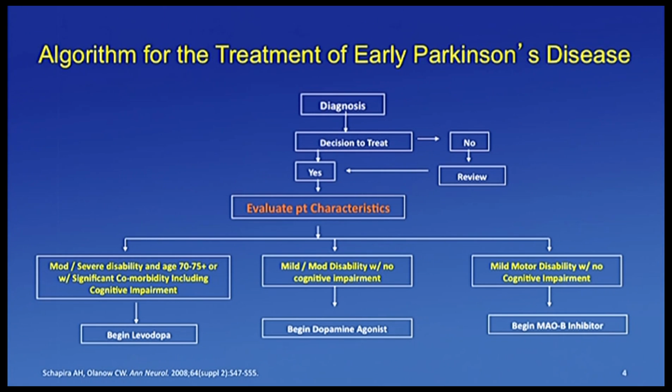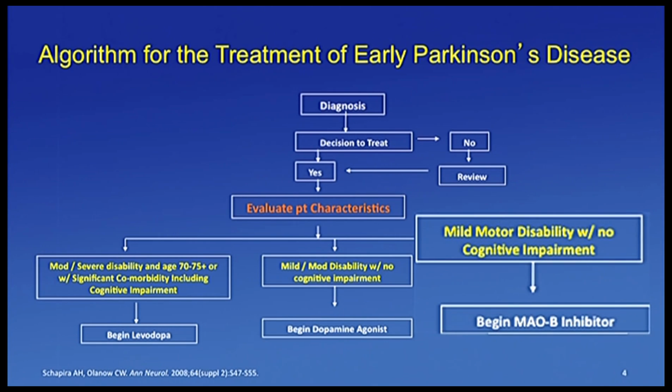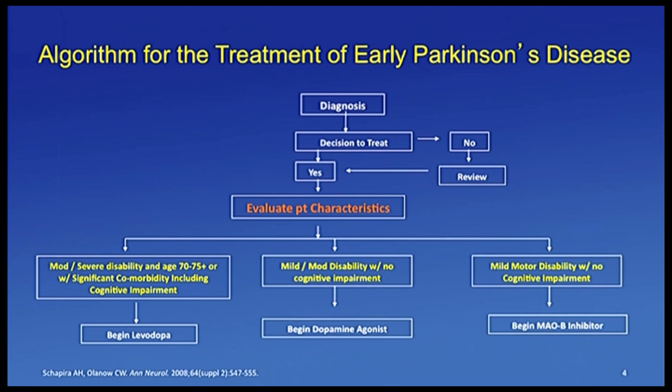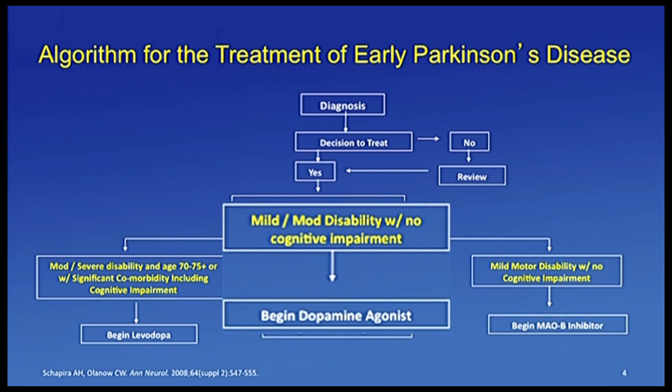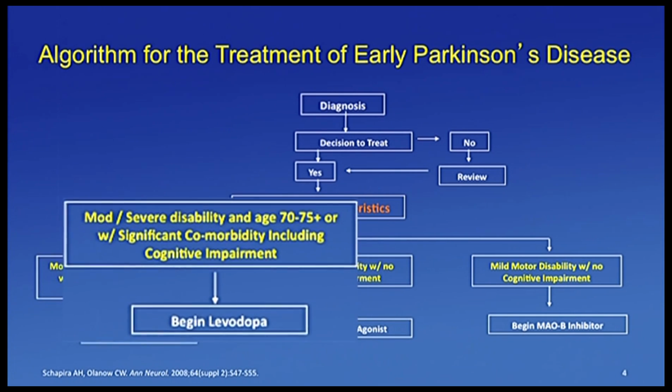When we decide to treat the patient, we evaluate the various characteristics that the patient has with their Parkinson's disease. And we divide this into three categories. And this is an algorithm that Shapira and others started. But in 1994, Dr. Kohler, Silver, and Lieberman did the very first algorithm, and I revised it in 1998. First, on the right, is the mild motor disability without cognitive dysfunction. In the middle is mild to moderate disability without cognitive impairment.